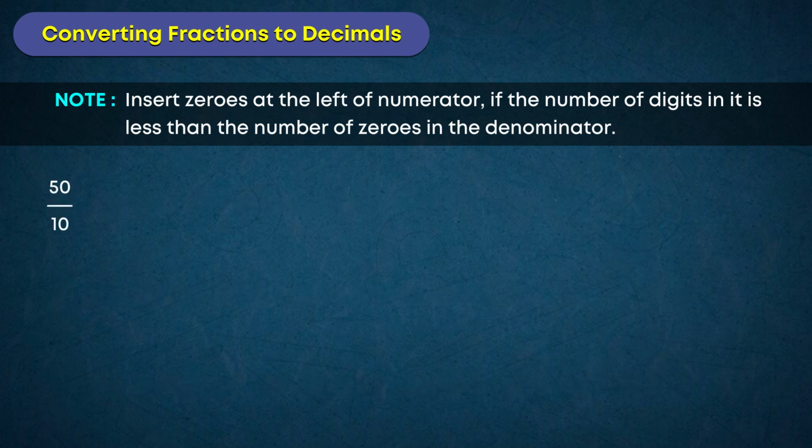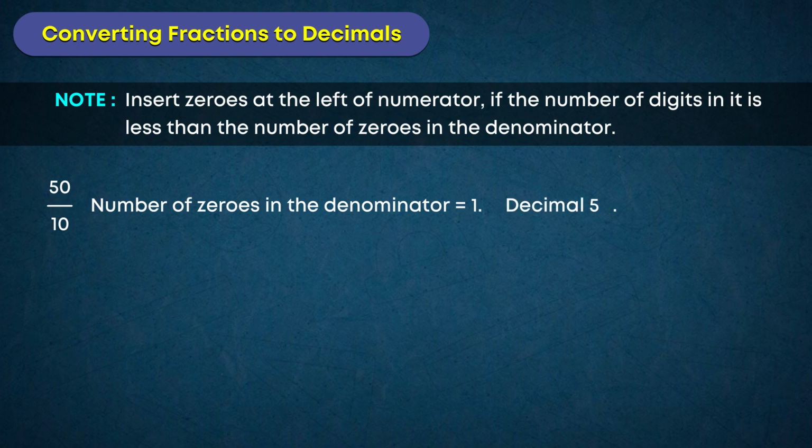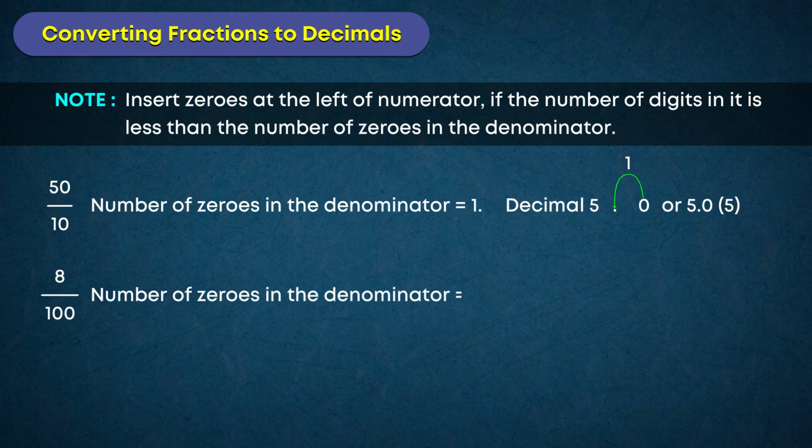50 by 10. Number of zeros in the denominator is equal to 1. Decimal is 5.0 or 5. 8 by 100. Number of zeros in the denominator is equal to 2. Decimal is 0.08 or 0.08.